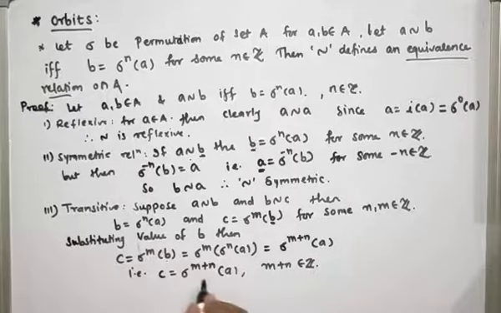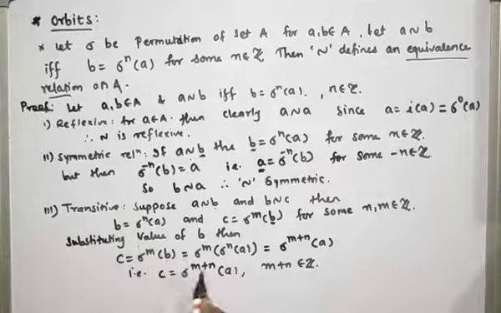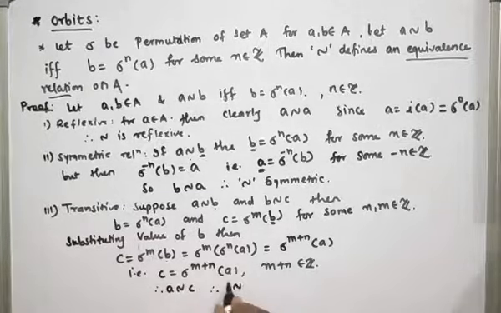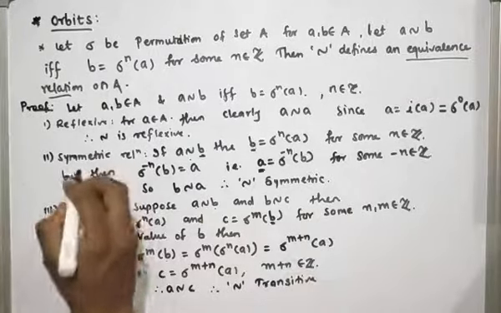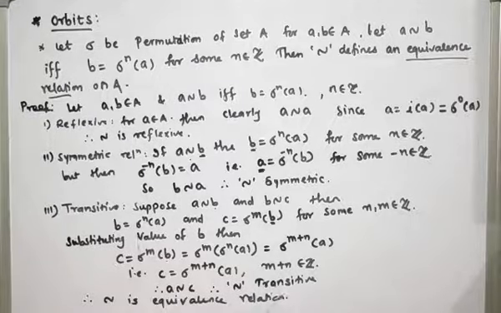So what do we get here? A equivalent to B means B is equal to sigma raised to n of A, and here C is equal to sigma raised to m plus n of A, which means A is equivalent to C. Therefore tilde is transitive. So tilde is reflexive, symmetric and transitive, therefore tilde is an equivalence relation. Here is the proof.